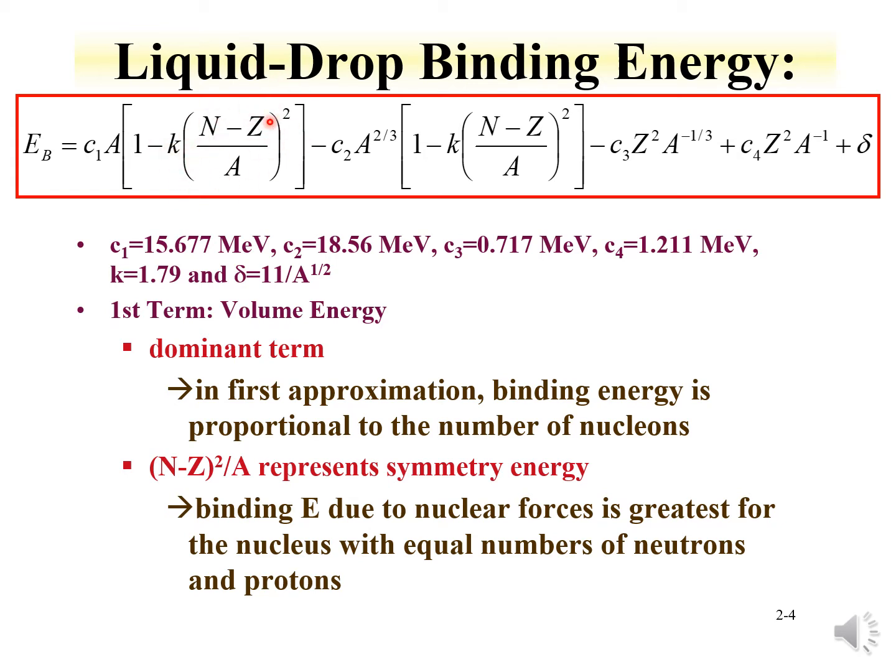This term here, (N minus Z) squared divided by A, represents a symmetry energy term. The binding due to nuclear forces is greatest for a nucleus with an equal number of neutrons and protons. It's kind of a pairing aspect, the pairing of neutrons and protons. This is just something that comes out of some of the studies. So they want to try to work this term into a volume term. This is why the equation has these relationships between neutrons, protons, and A. And then there are some constants that are used to evaluate the term.